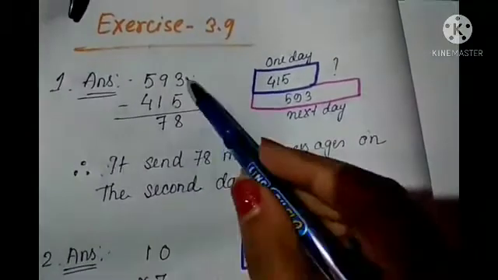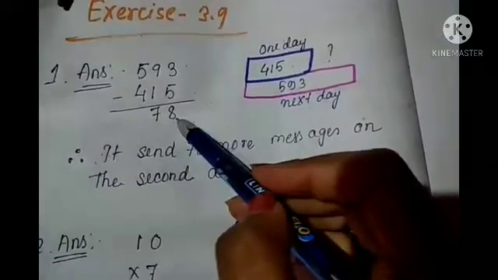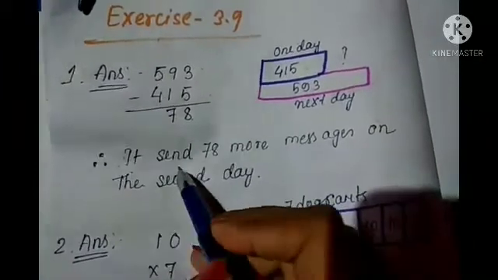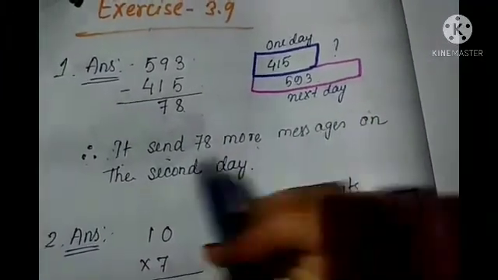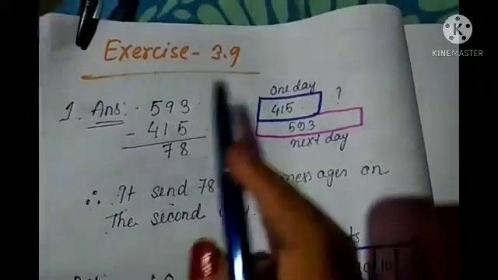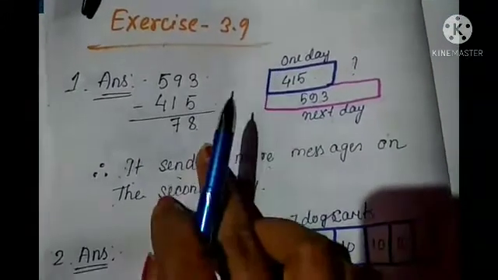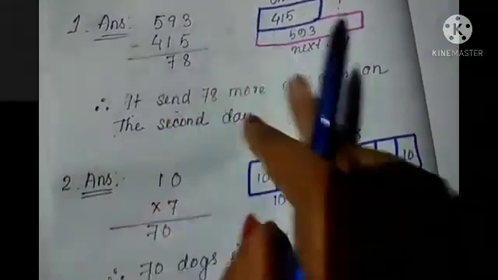Next you see, after subtraction we are getting 78, right? So therefore, it sends 78 more messages on the second day. Okay, so in this way you have to write it for question number 1. Next you see, question number 2 is given.